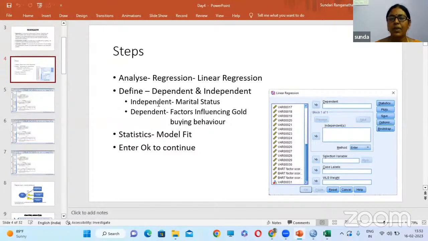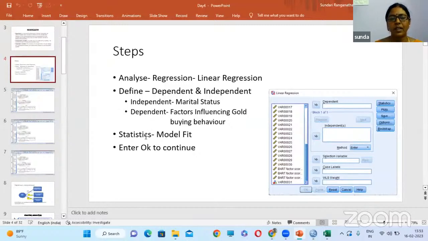Here, independent is marital status. Marital status is not influenced by anything in this particular study, whether my respondents are married or unmarried. Okay, only that information, that is not influencing anything. Okay, and then dependent variable here: I would like to find out whether marital status has an influence on gold buying behavior of the respondents. Okay, so dependent variable is this.